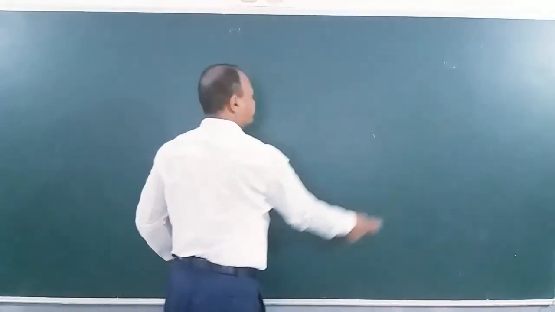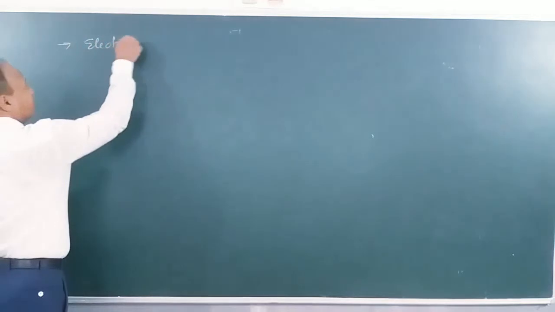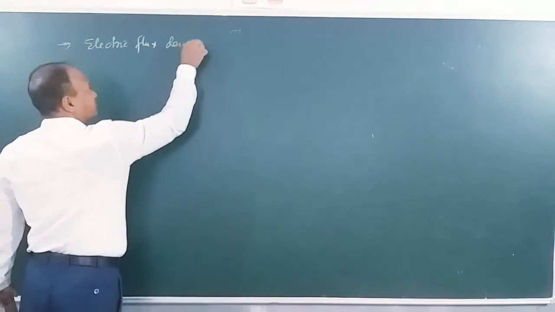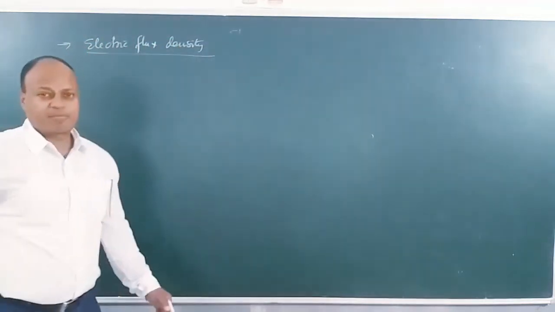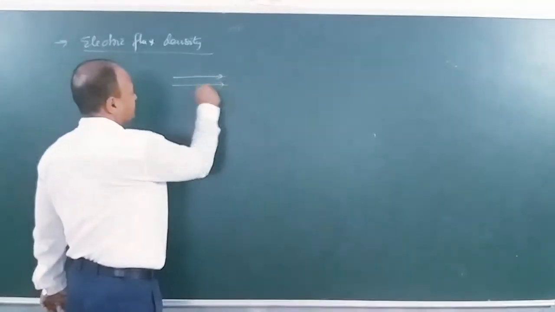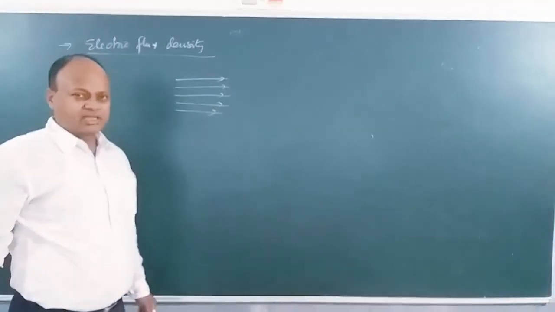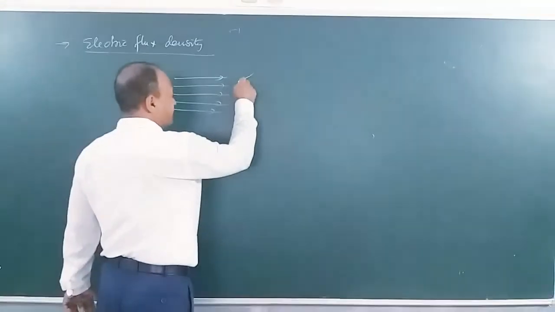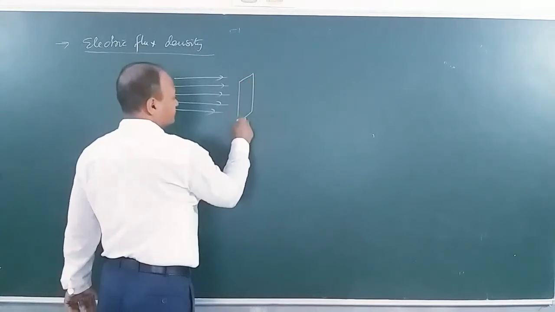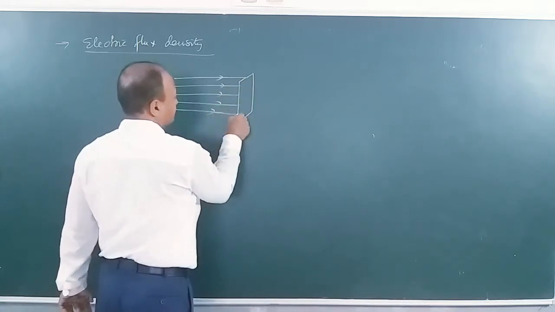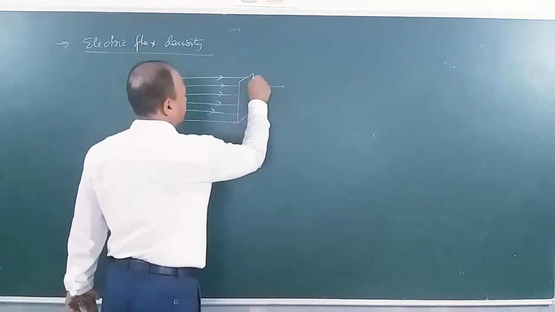Now we will be saying a few key terms, like electric flux density. What is electric flux density? Children, imagine the region here. There is a certain electric field, and I am holding a surface here. These are electric field lines. This is how they are coming out.